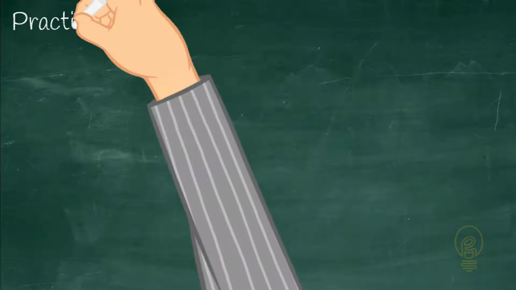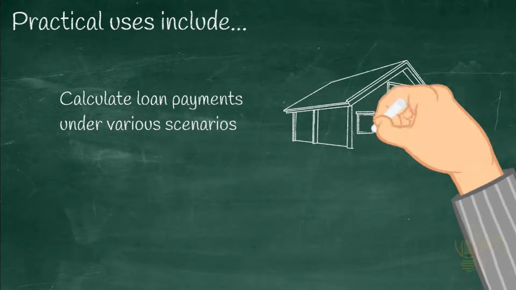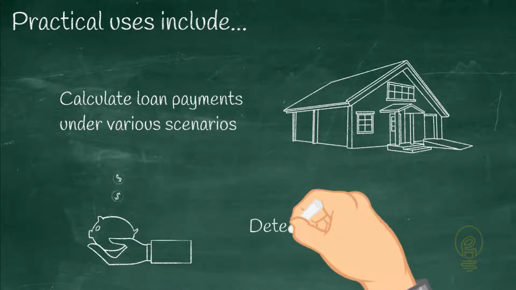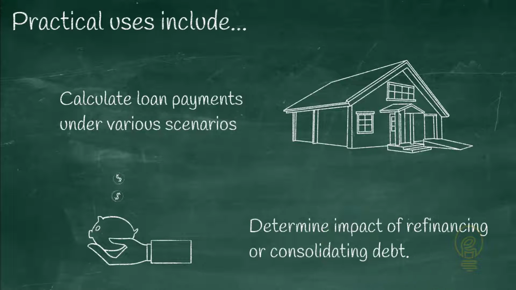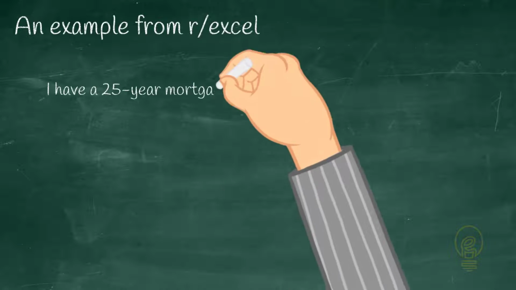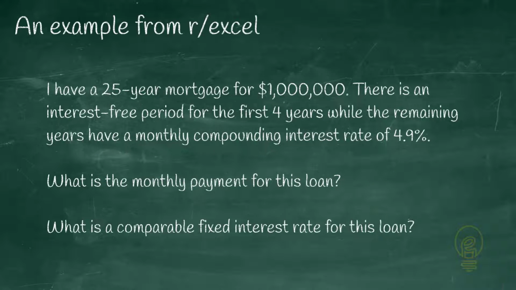So with these key terms and formulas out of the way, why would we use these? Well, these formulas are the underpinnings for calculating the payments for loans under different scenarios, and you could use them to evaluate the impacts of refinancing or consolidating multiple debts together. Let's look at an example problem recently posted to our Excel. Suppose I have a 25-year mortgage for $1 million that has an interest-free period for the first 4 years, and the remaining loan term accrues interest at a 4.9% rate. What would the fixed monthly payment be for this loan?